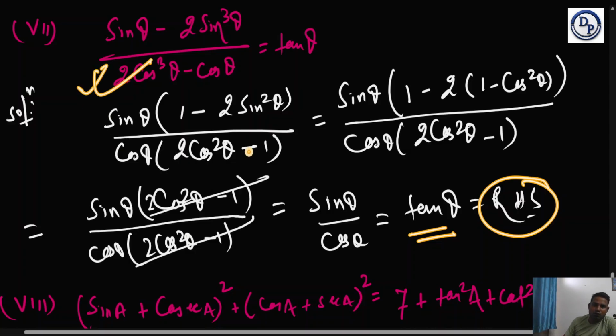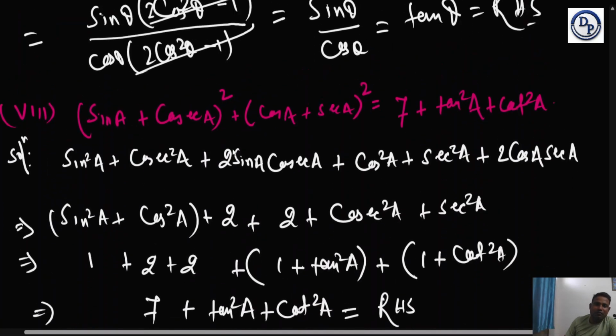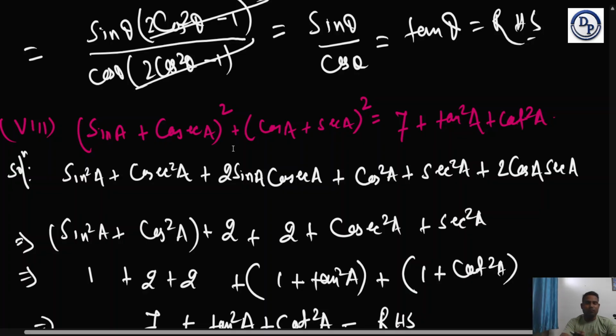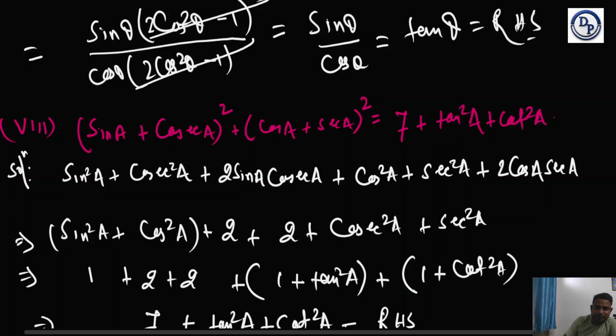Okay. Now it's time for question number 8. This question has also appeared in board examinations several times. You can see the previous years as well. So now the next thing is this: (sin A plus cosec A) whole square plus (cos A plus sec A) whole square equals 7 plus tan square A plus cot square A.